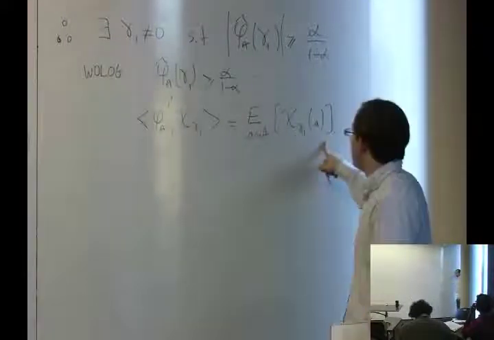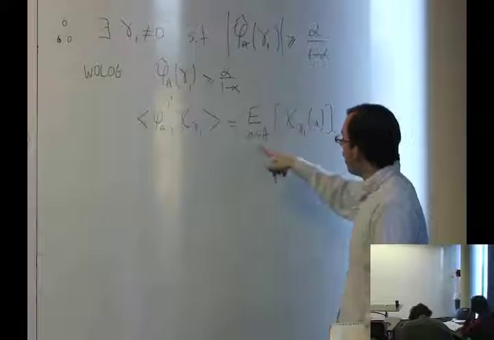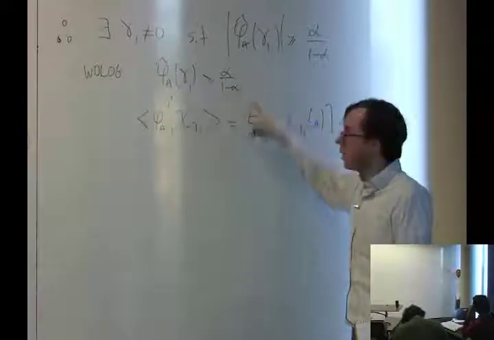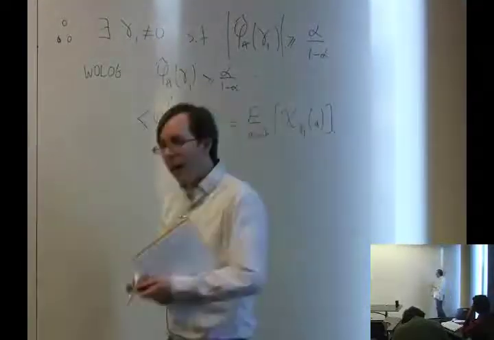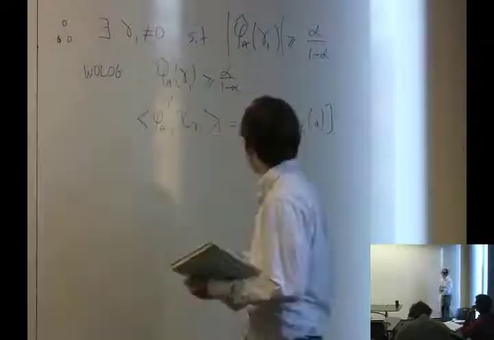OK, so this chi gamma 1 of A is either plus or minus 1. And we're saying its expectation on the set capital A is a little bit big. It's bigger than alpha over 1 minus alpha. So let me draw a picture. F2 to the n, our domain, is like the hypercube, you know?